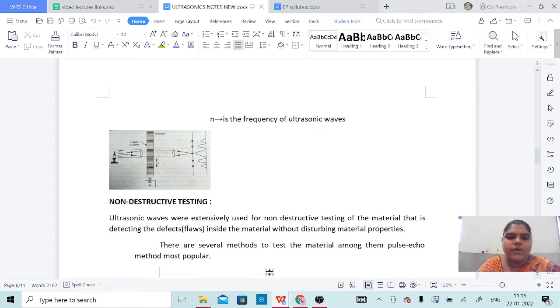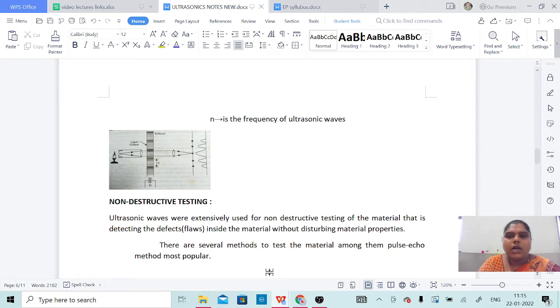Okay, like this we can determine the velocity and frequency of ultrasonic waves. And next, let us see what is the non-destructive technique. So ultrasonic waves are extensively used for non-destructive testing of a material, that is detecting the defects, flaws which are present inside the material without disturbing the structure of the material, that is the material properties.